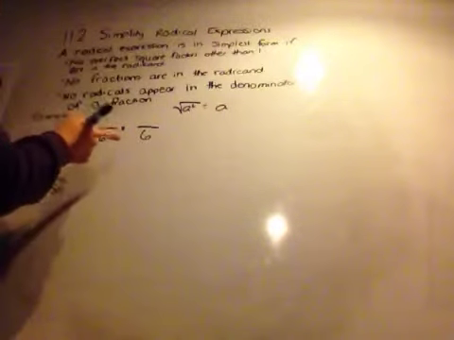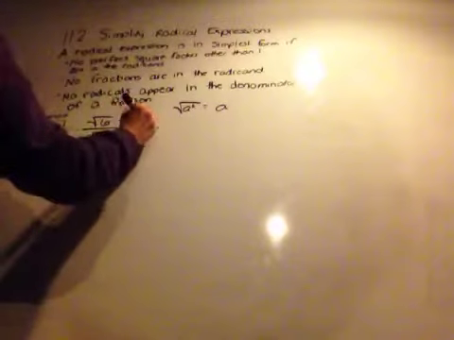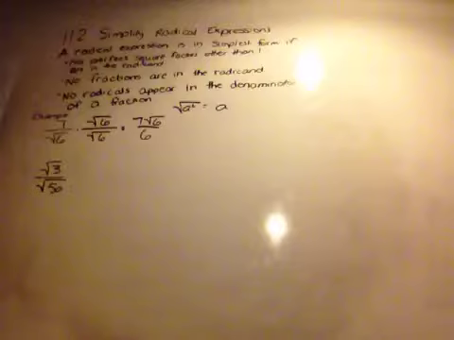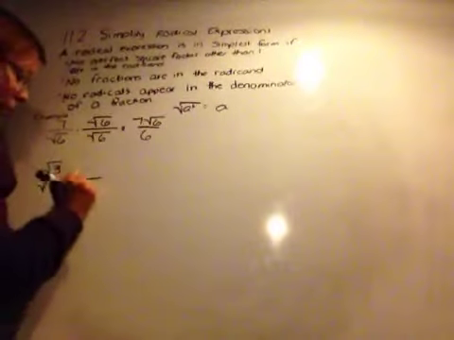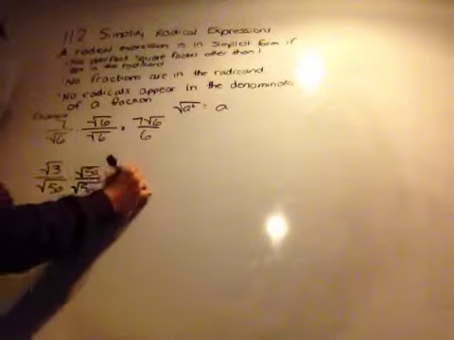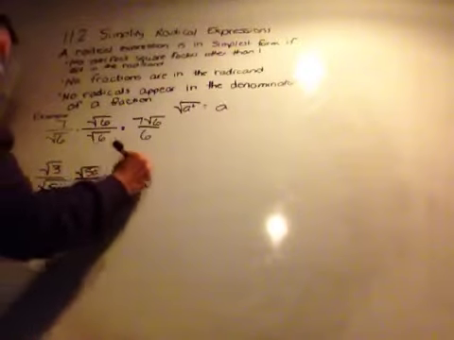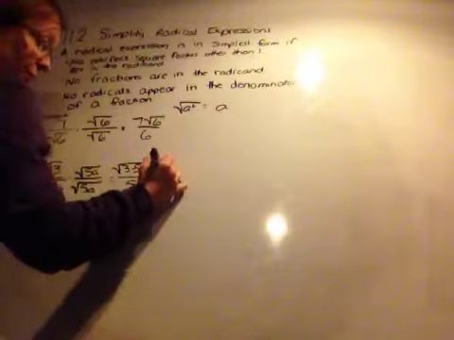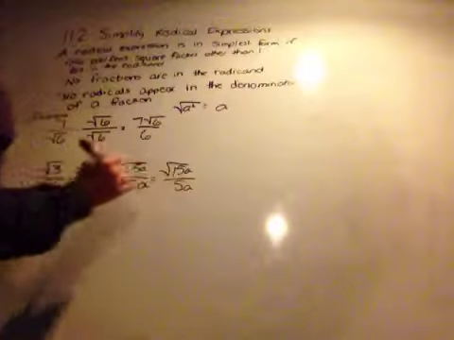But in order to not change the value of my fraction, I have to multiply the same number on top that I multiplied on bottom. So I end up getting 7 times the square root of 6 over 6. Same thing here. I want to eliminate the radical in my denominator, so I multiply it by itself. When I do, the denominator just becomes 5a. And the numerator, we do 3 times 5a underneath the radical. So we get square root of 15a all over 5a.